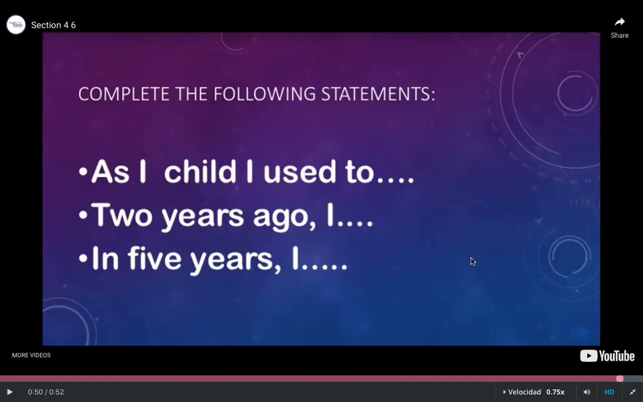In 5 years, I, ese es futuro, ¿verdad? En 5 años, yo. Dese cuenta que cuando está poniendo las expresiones, en algunas ocupa coma y en otras no, como una frase. Entonces voy a empezar yo. As a child, I used to draw a lot. Me gustaba dibujar bastante. 2 years ago, I was in the middle of a quarantine. Hace 2 años estábamos en cuarentena. In 5 years, I will be with a new car. Primero Dios. Okay, can you please complete the phrase and follow the instructions here?